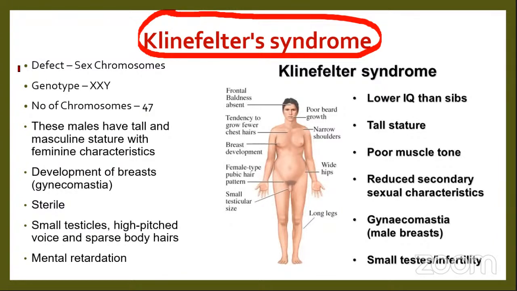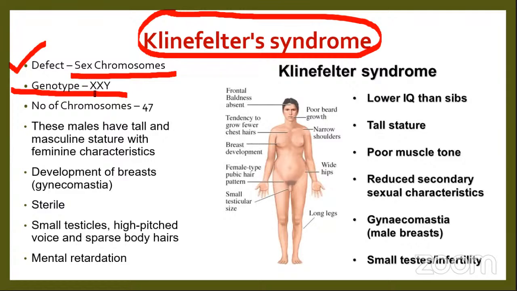Let's see what happens in this disorder. First of all, what is the defect? The defect occurs in the sex chromosomes. There is one pair of sex chromosomes in the body: in the male it is XY and in the female it is XX. But in Klinefelter's syndrome, a person will have XXY. That means one chromosome is added extra.